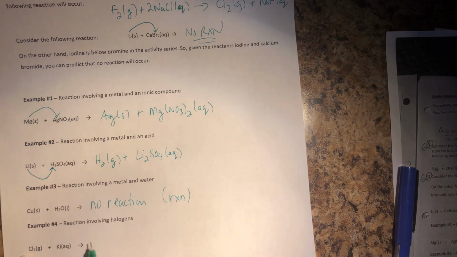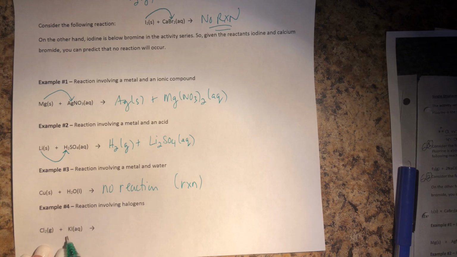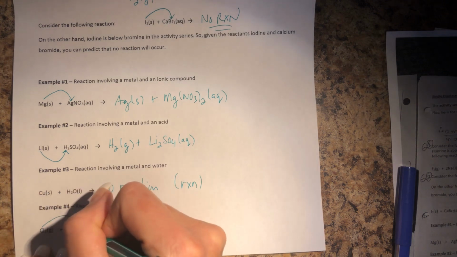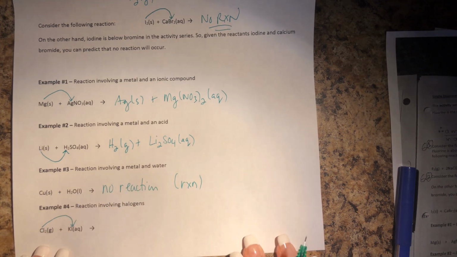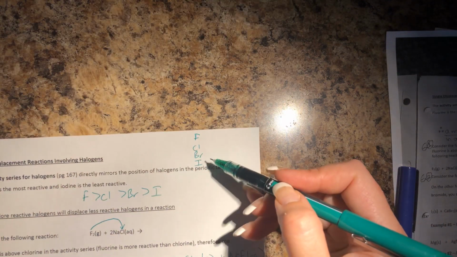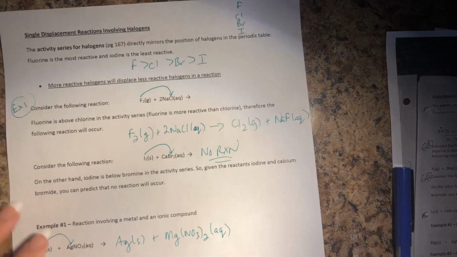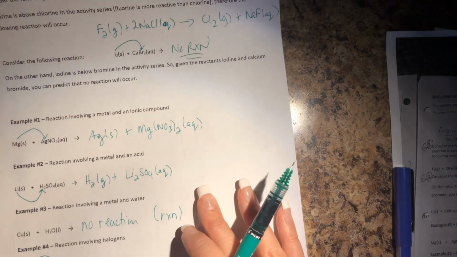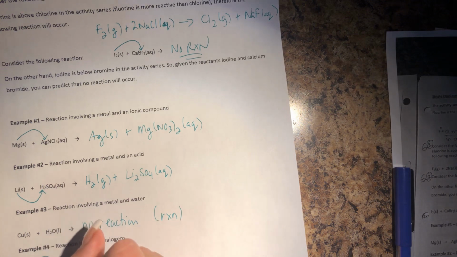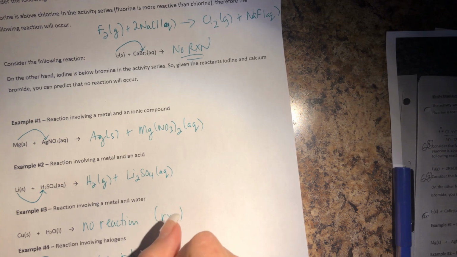And lastly, we have chlorine and potassium iodide. So is chlorine going to displace iodine? Yes, sure enough it will, because chlorine is higher than iodine on the periodic table. So this reaction will take place. So you've got iodine, which is a solid. It's one of the only halogens that is a solid, and potassium chloride aqueous.